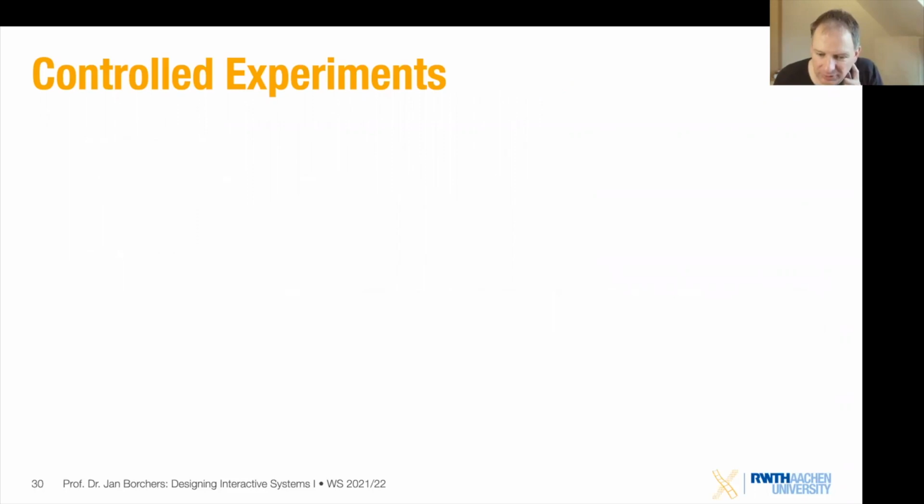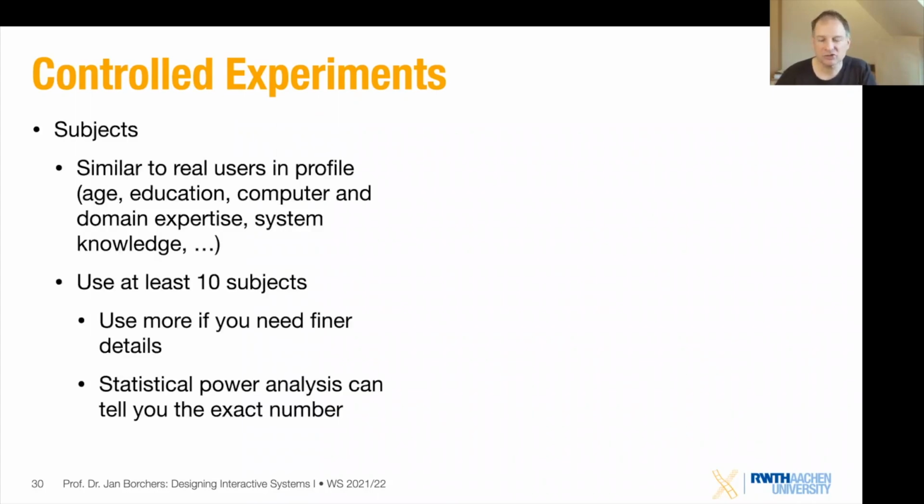Now, a couple words about subjects that you pick in your controlled experiments. I mentioned that oftentimes people just pick undergraduate students because they are around, their own colleagues, their own co-students. But if you really want to find out something, you're doing this as part of a research project or in industry, you want to find people who are similar to the actual users that you have in mind, right? Not just age, which is a typical one that people use and which is actually less interesting than people think, but education or computer expertise or domain expertise or knowledge of a particular system.